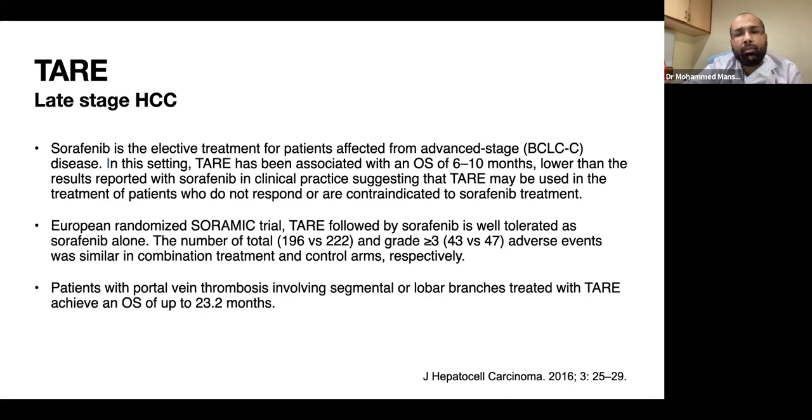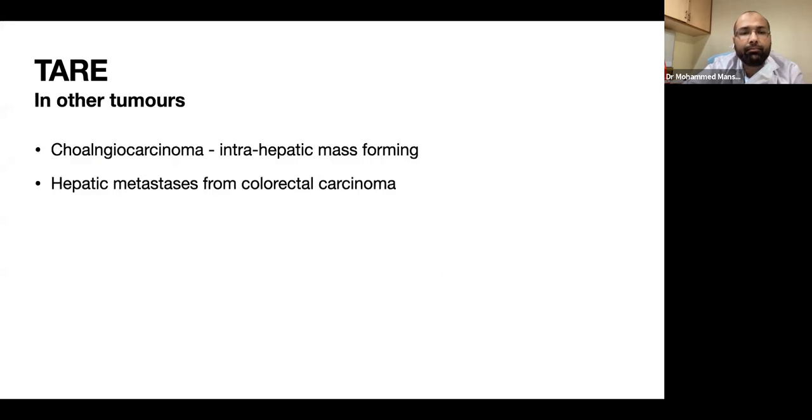In the European randomized SORAMEC trial, TARE followed by sorafenib is as well tolerated as sorafenib alone. The number of total and grade 3 adverse events was similar in combination treatment and control arms respectively. Patients with portal vein thrombosis involving segmental and lobar branches treated with TARE achieved an overall survival of up to 23 months. One important point here is TARE is possible in patients with portal vein thrombosis, whereas TACE is not possible in patients with portal vein thrombosis.